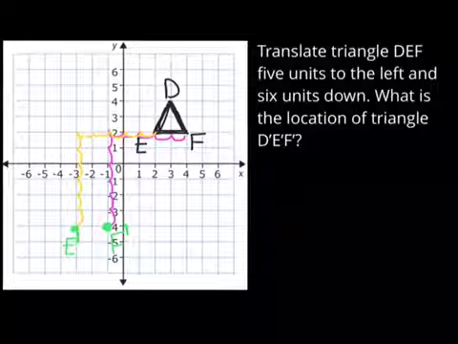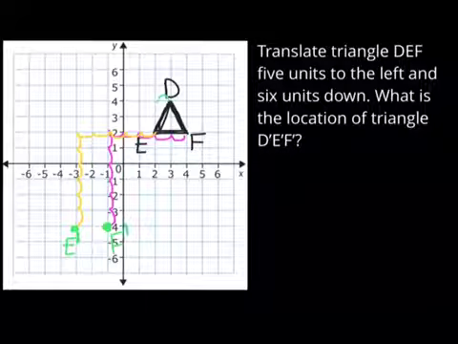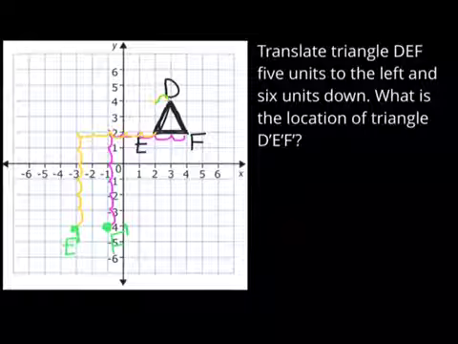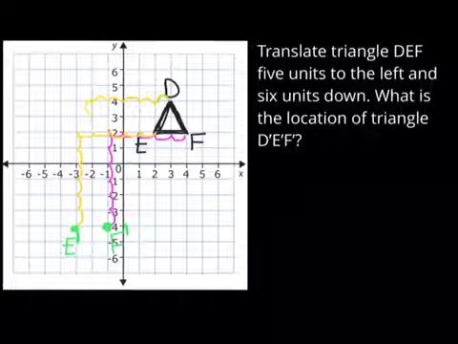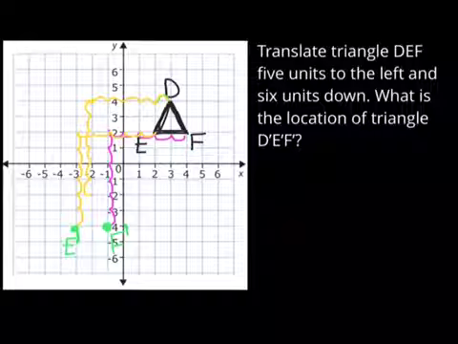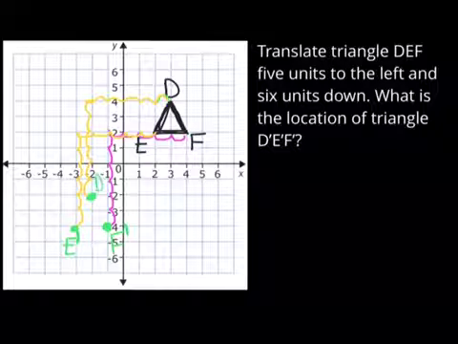Last one. And I'm going to just stick with yellow because I'm there. Alright, I'm going to move my point D. I'm going to go over 5 units to the left and 6 units down. So here we go. 1, 2, 3, 4, 5. And then go down. 1, 2, 3, 4, 5, 6. Okay. And so when I have that, I know that that makes this my new D prime.